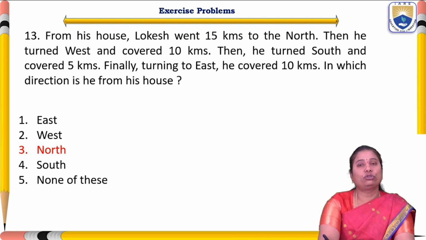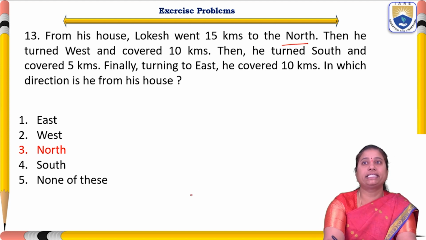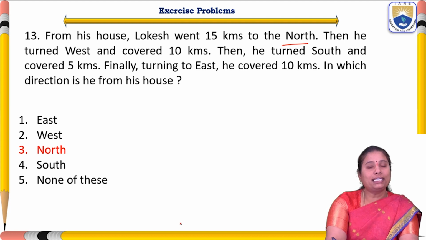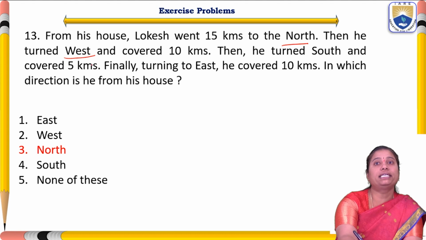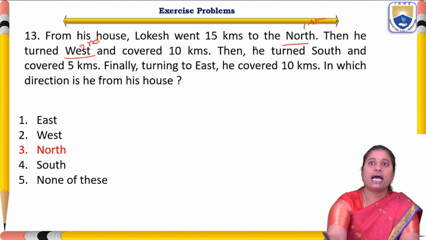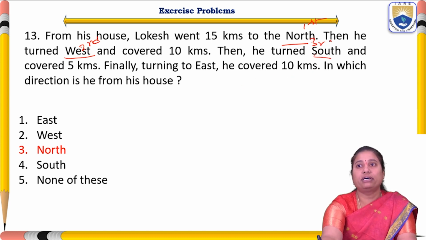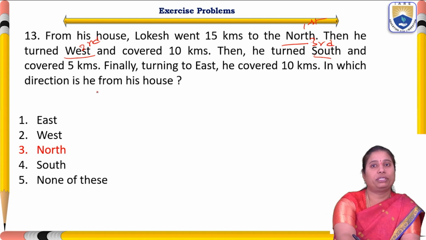Next, 13th question. From his house, Lokesh went 15 kilometers to the north. So from his house, the first turn is the north. Then he turned west and covered 10 kilometers. So this is the second turning. Then he turned south, the third one, and covered 5 kilometers.